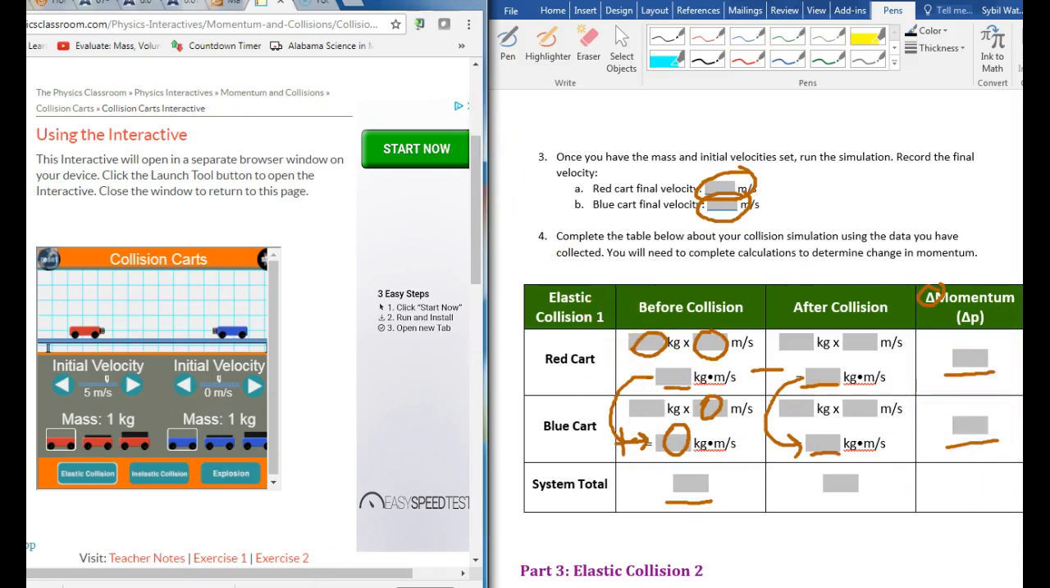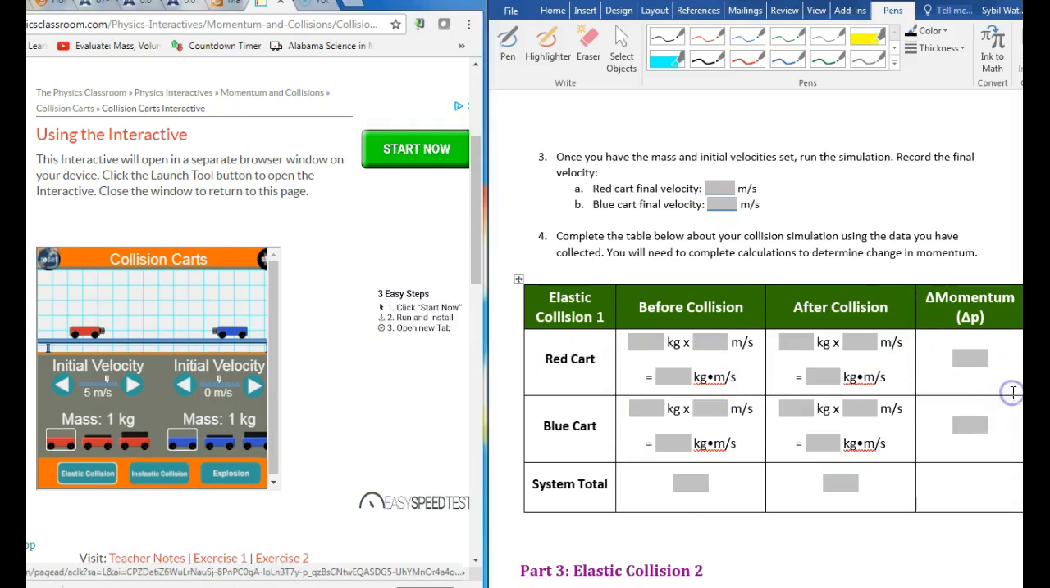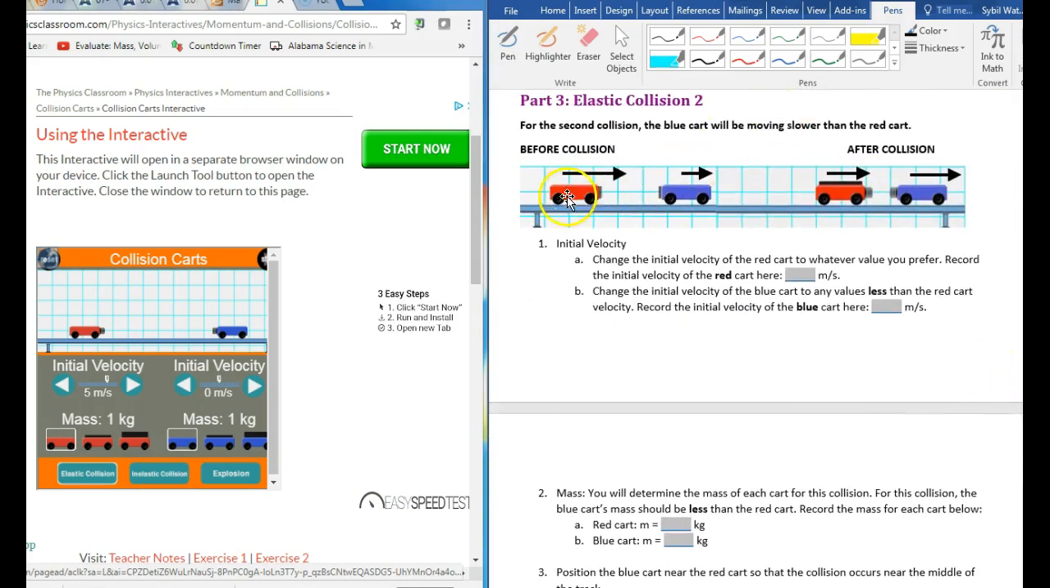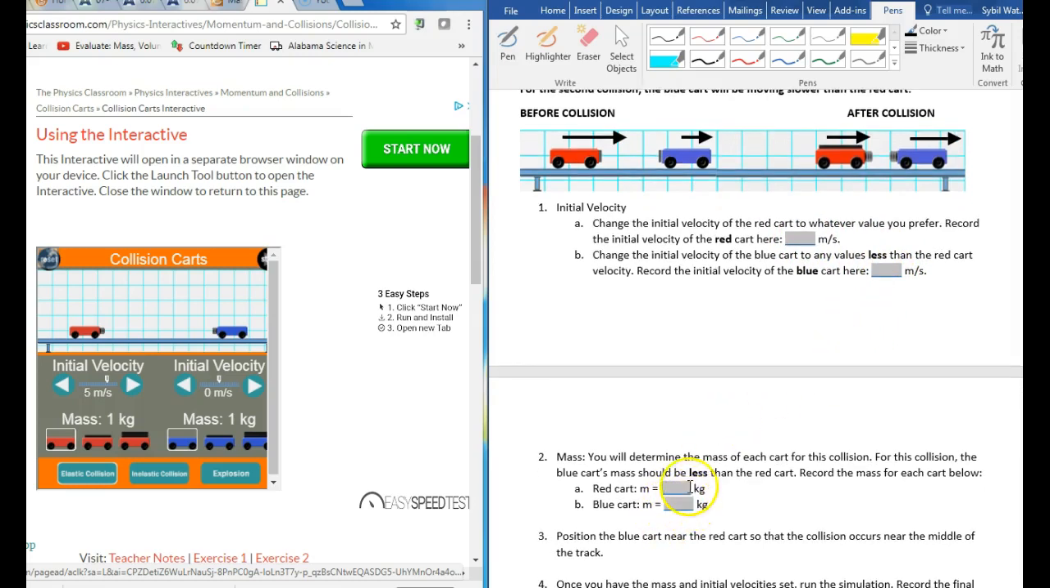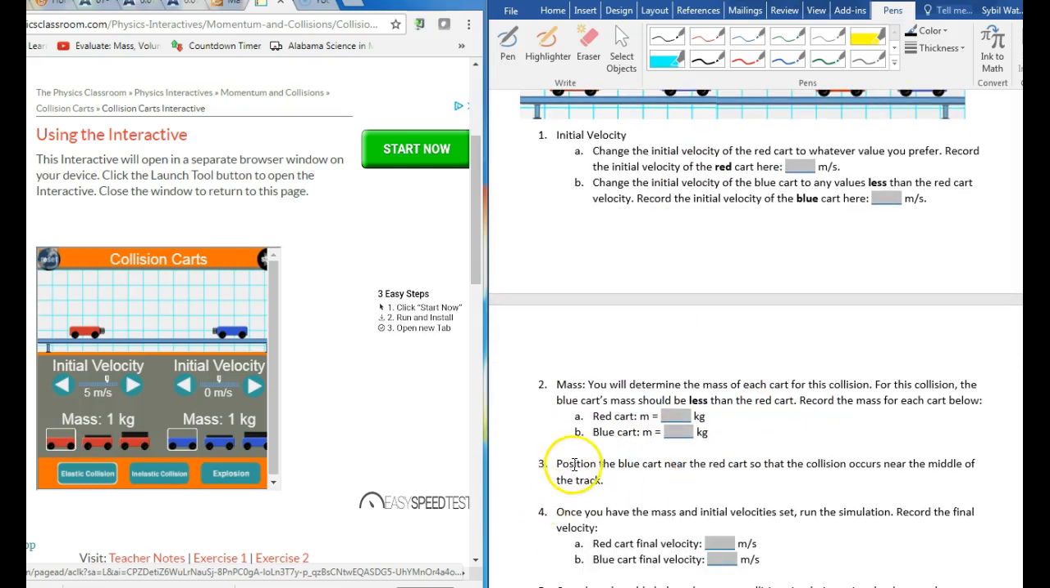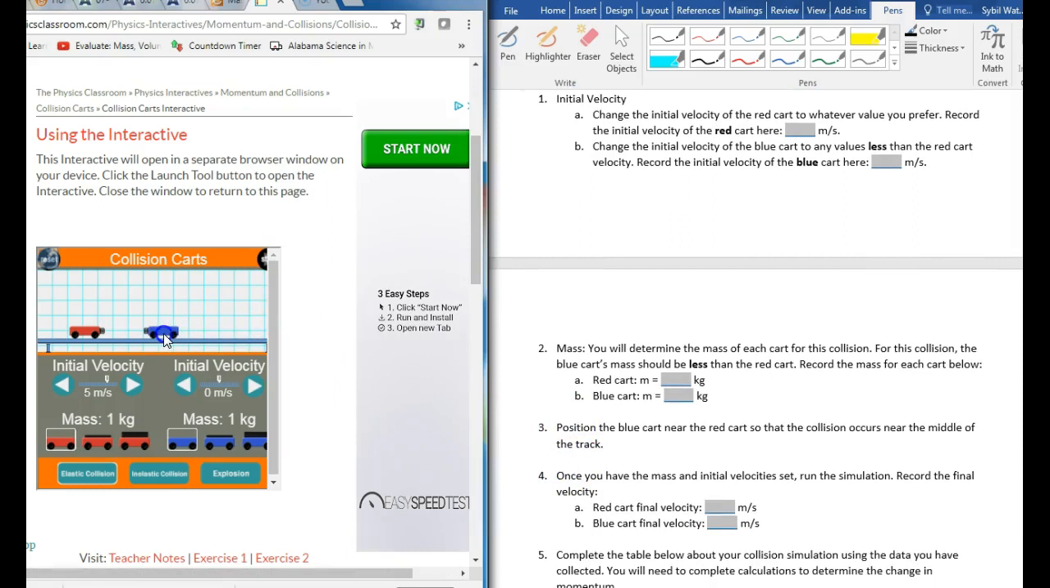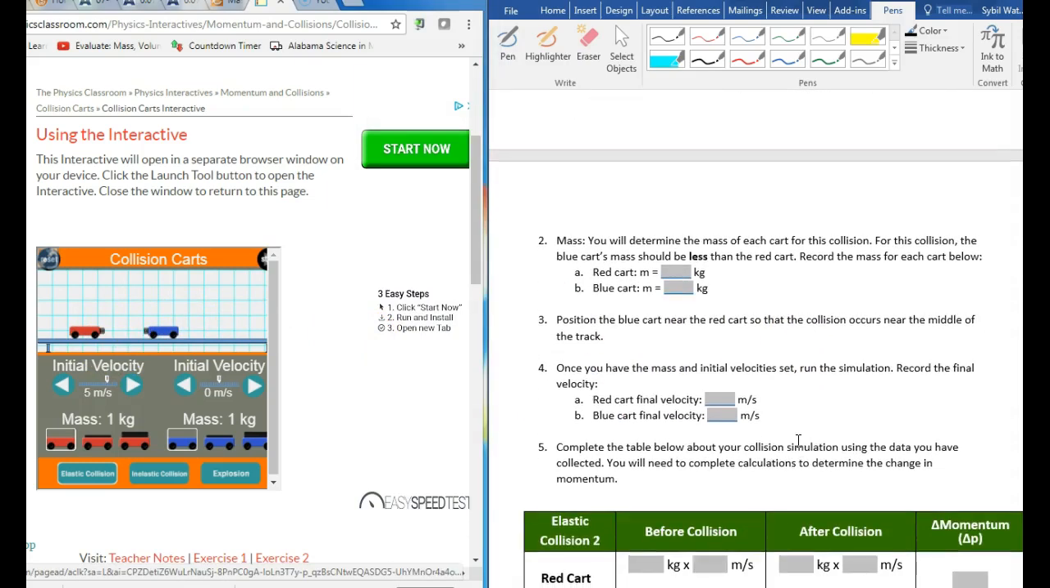Now let's look at part 3. Very similar. The difference, though, is that both cars are going to be moving before. They're going to have an initial velocity. So you're going to choose a velocity for the red car and then make the blue car move at some speed that is less than the red car. You'll set your masses. You want the blue car's mass to be less than the red car, but you can choose anything. They can't be the same, and you want blue to be less than red. Right? Then you're going to scoot the blue car over so that they collide more in the middle instead of having the blue all the way over there. And then you're going to run the simulation.